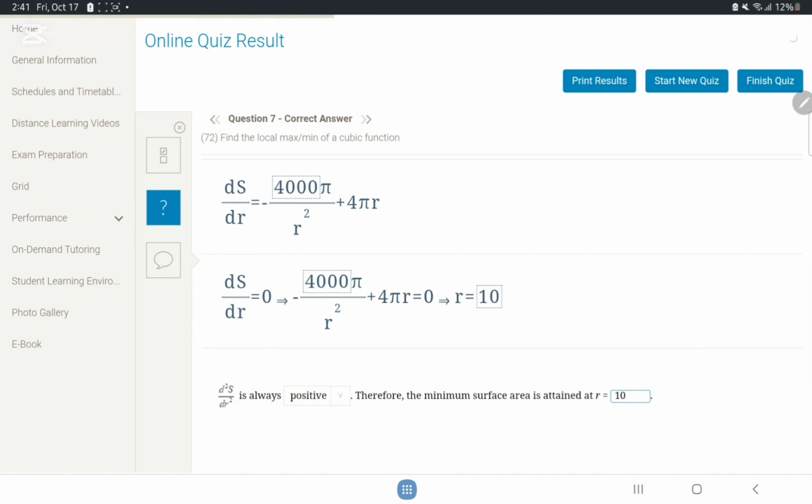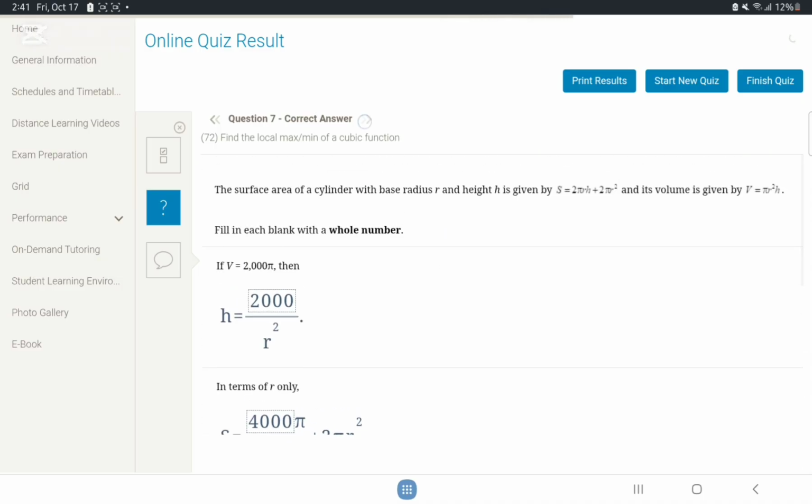It's minimal always, okay? It's like the minimum radius that you will get. It's not working.